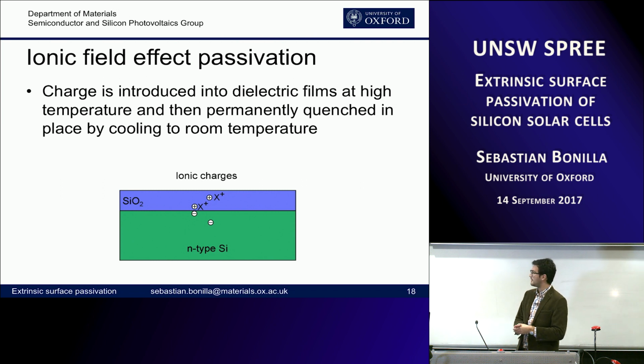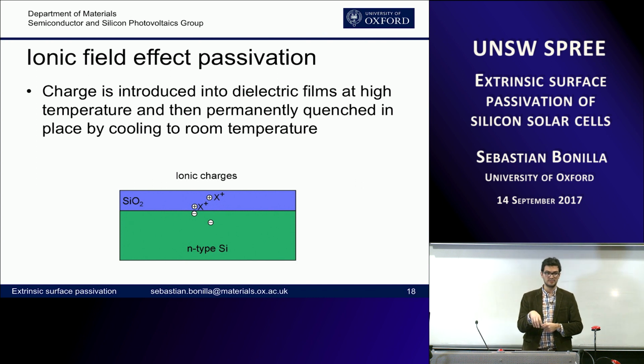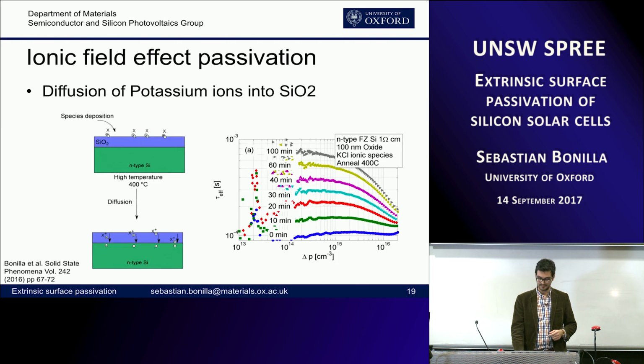And so we proposed a new way by which we can introduce the charge, and this is the other main part of our work. So in this methodology, what we do is instead of having corona ions at the surface of our dielectric coatings, we have big charged ions that we embed inside the dielectric coating at high temperature, such that once the whole structure is quenched, the ions are effectively frozen in that dielectric.